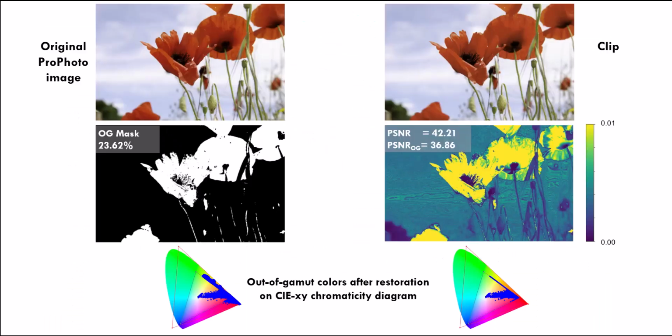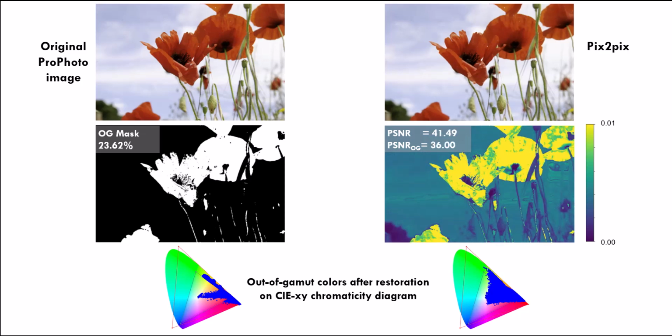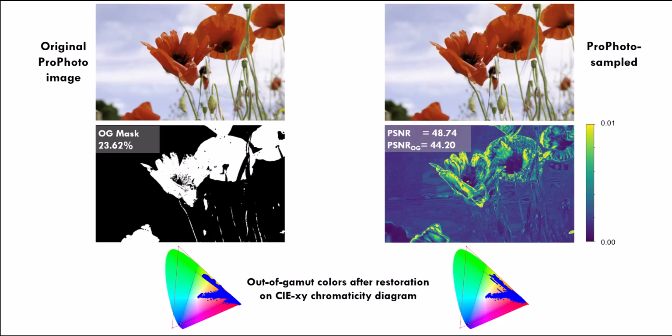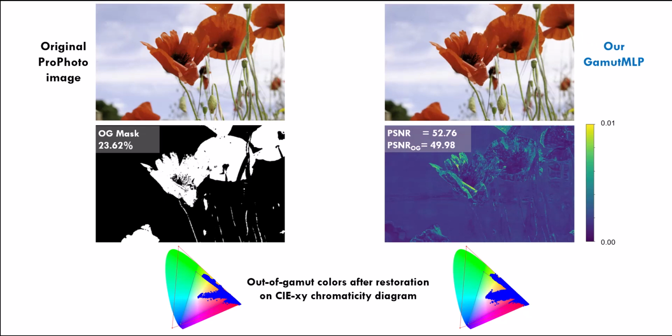The following shows qualitative results: clipping, soft clipping, Pix2Pix, Pix2Pix HD, ASAP, GamutNet, ProPhoto sampling, SIREN, and our gamut MLP.